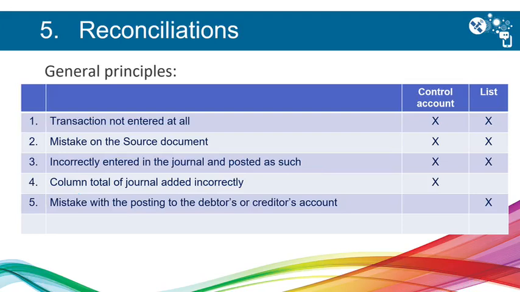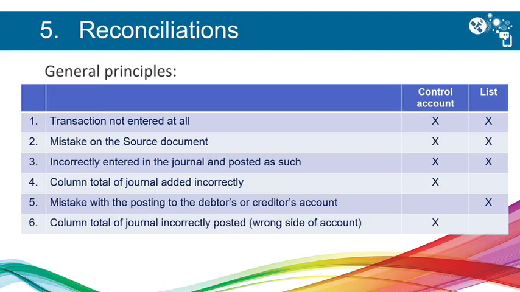If a mistake was made posting to the debtors or the creditors account, obviously it's only the list. We've entered it correctly in the CJ, but when we posted to the creditors account, there was a mistake. So the list will be affected.